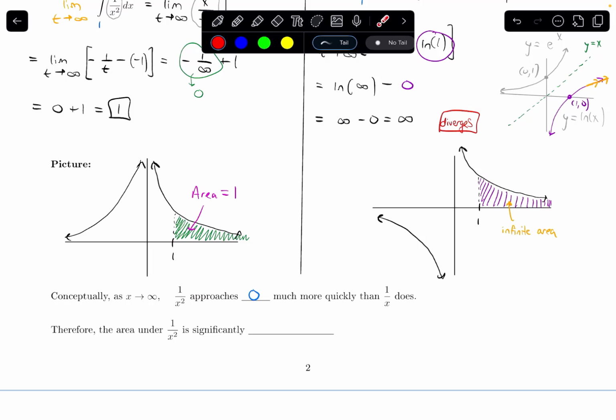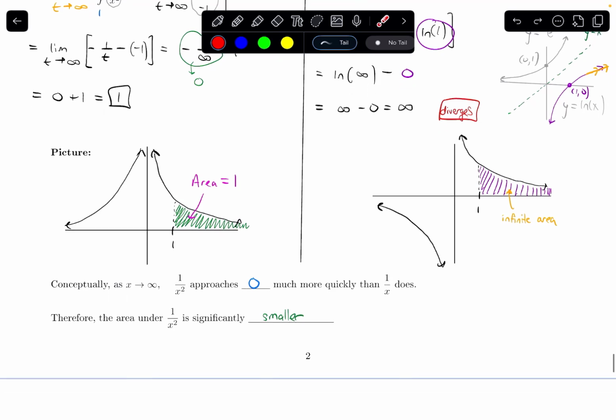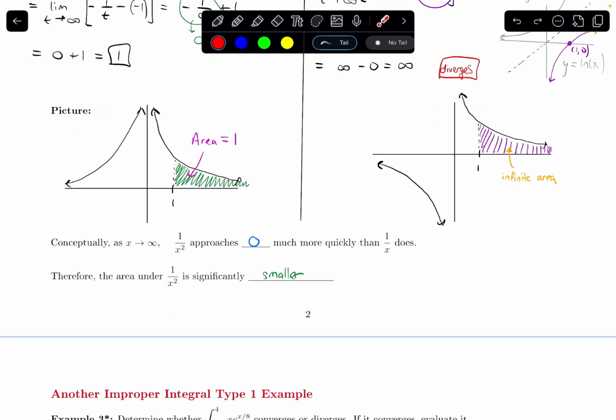As a result, the area under this 1 over x squared graph is significantly smaller than the area under the graph of 1 over x. And that's conceptually why this possibility could exist, even though they look similar in shape, that this one's so much bigger and it could end up being infinite. So over the next few videos, we're going to do more examples of these improper integrals.